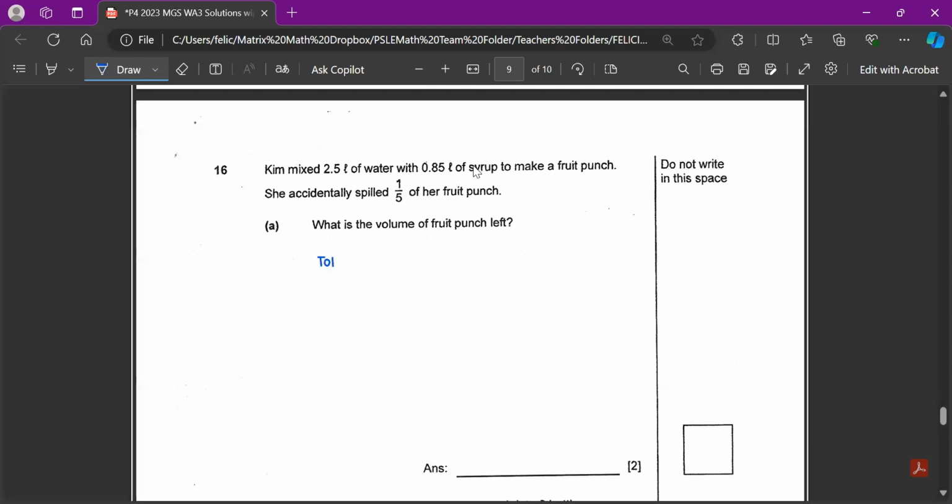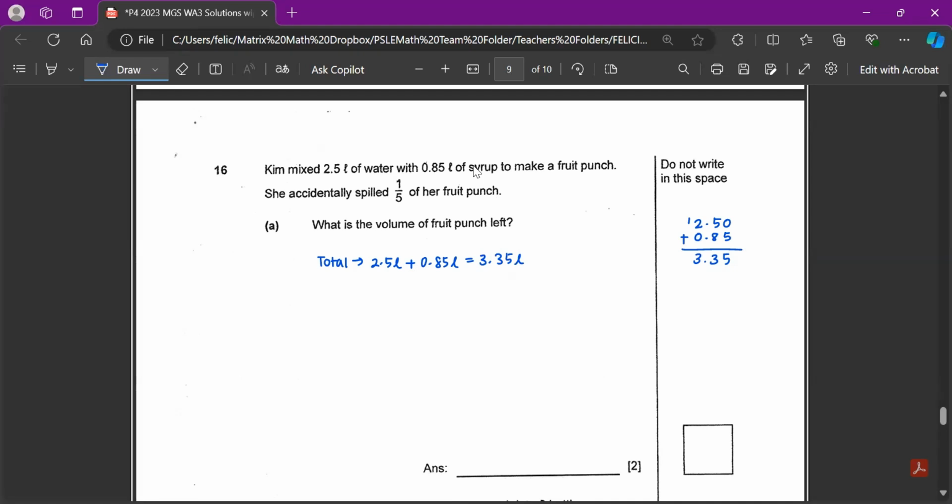So the total fruit punch at first is 2.5 liters plus the 0.85 liters. Now I'm going to show the side working for this. So 2.5 plus 0.85. Again, make sure the dots are aligned. You see, I put a dot first in case you don't know where to put the dot. Above the 5 in 0.85 is a gap, so never mind, I'll just replace it with a 0. Then just do the addition as per normal. 5 plus 8 is 13. Bring the 1 up. Put the dot down. So this will be 3.35 liters. This is the total that she has at first.